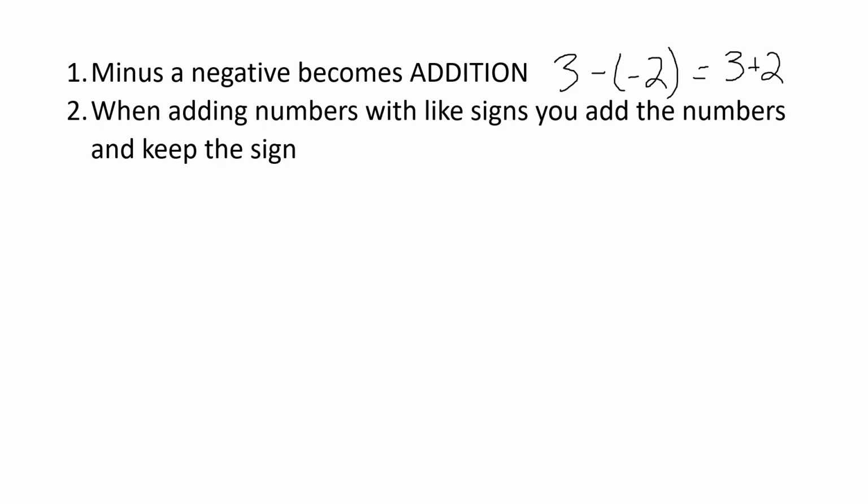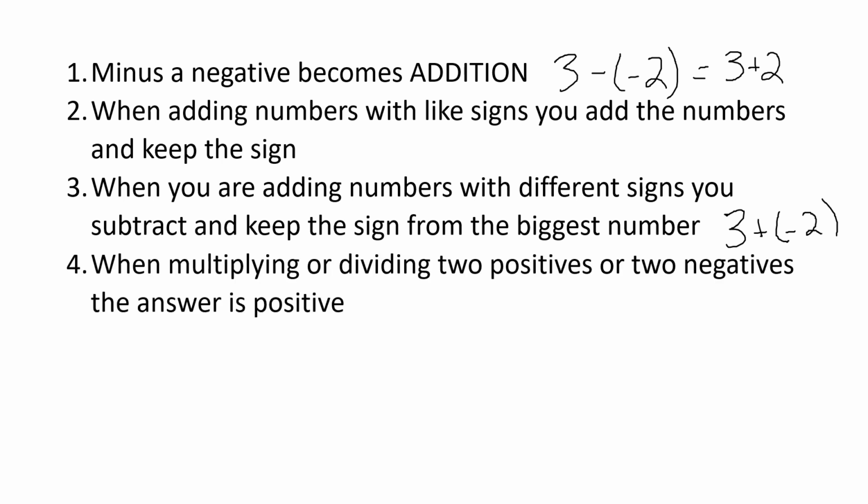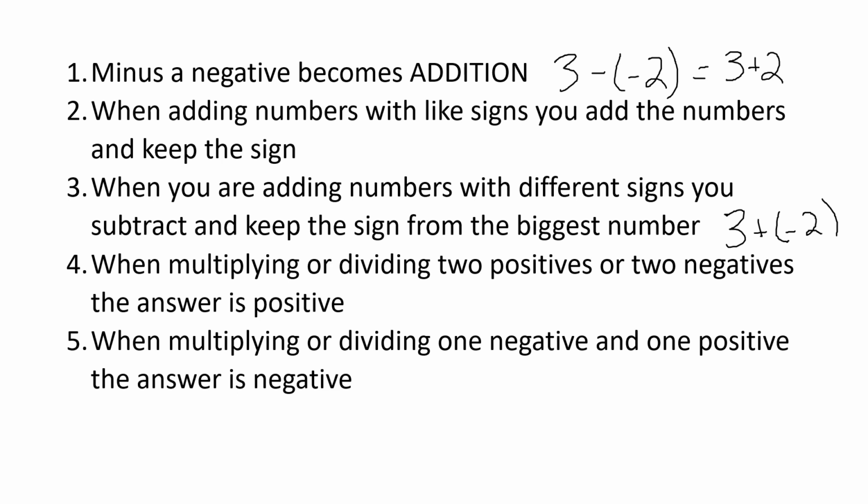When you are adding numbers with like signs, you add the numbers and keep the sign. When you're adding numbers with different signs, you subtract and keep the sign. So if you had 3 plus negative 2, that just becomes 3 minus 2. You just subtract them and keep the sign from the bigger number. Number 4, when multiplying or dividing two positives or two negatives, the answer is positive. When multiplying or dividing one negative and one positive, the answer is negative.